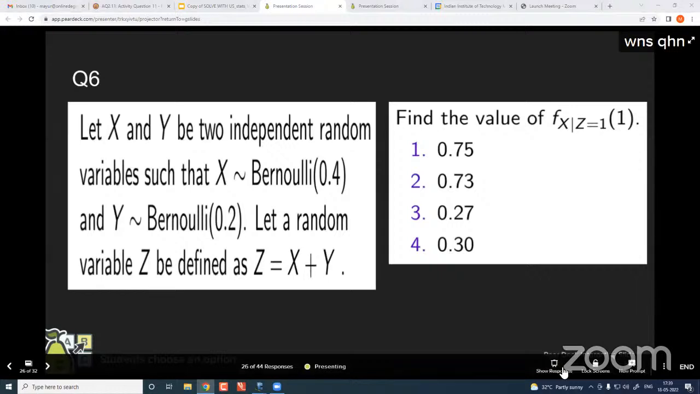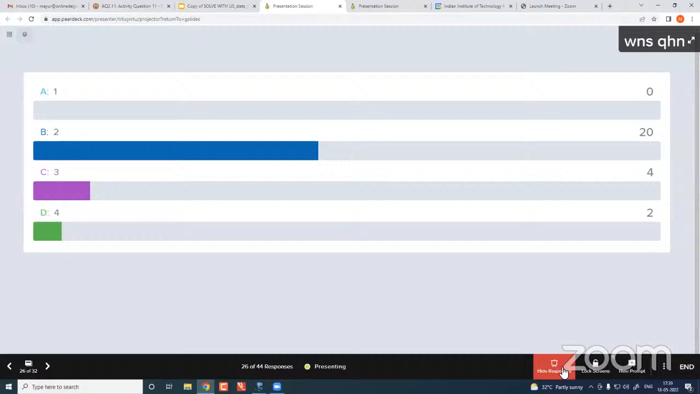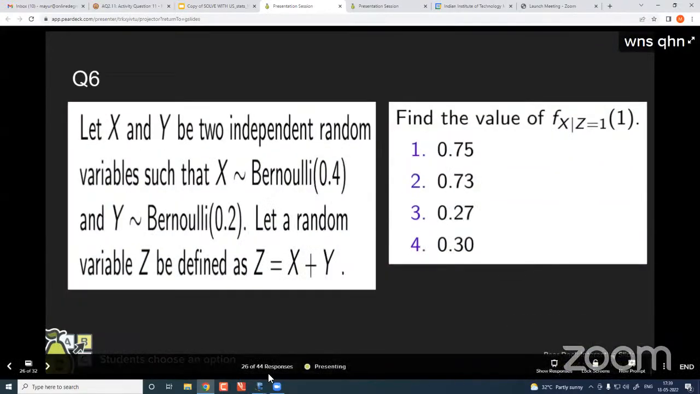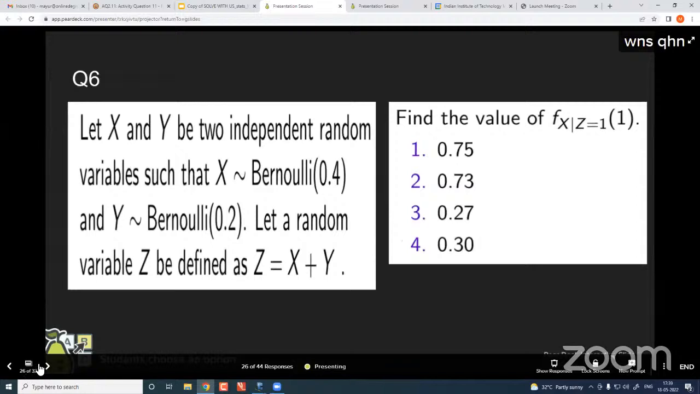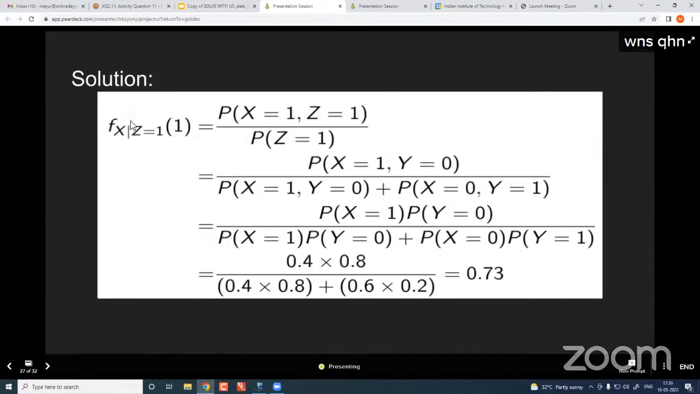So shall we move to the solution? I think a lot of people have given the answer. 25 have given the answer, and mostly it is B. Okay. Shall we see now? The correct answer is 0.73, which is B. Correct. So what you have to do is find f of x given z equals 1. What does this mean?